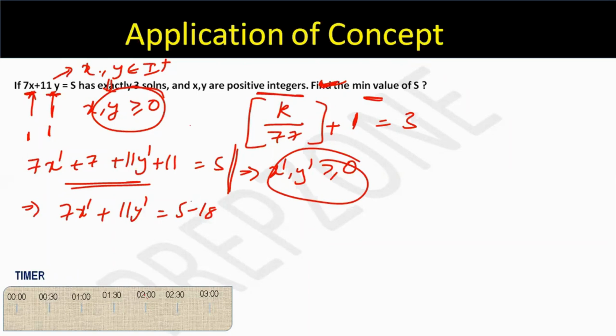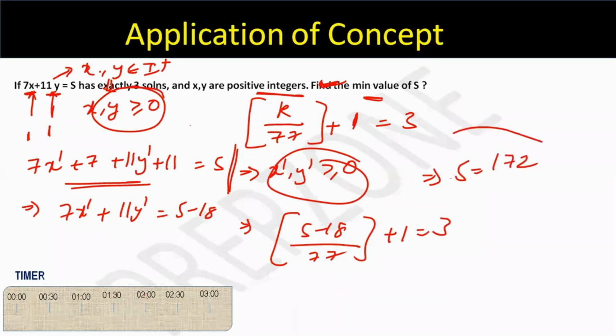So now what I've done is I've converted my third quadrant into second quadrant. So now I can simply apply the formula: (s - 18)/77 + 1 has to be equal to 3. So s has to be equal to 172.